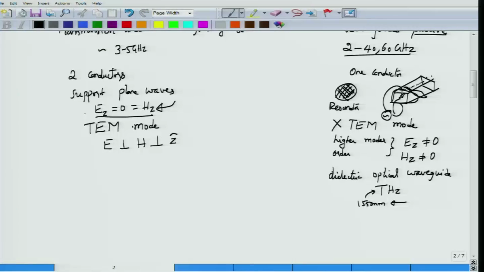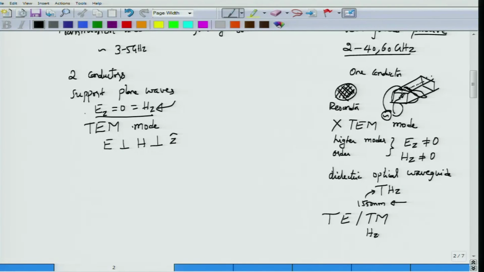Moreover, the operating principle of a dielectric optical waveguide is different from that of metallic waveguides. So the point here is that waveguides support higher order modes, and these higher order modes, depending on whether they don't have Ez or don't have Hz, are characterized as TE or TM.